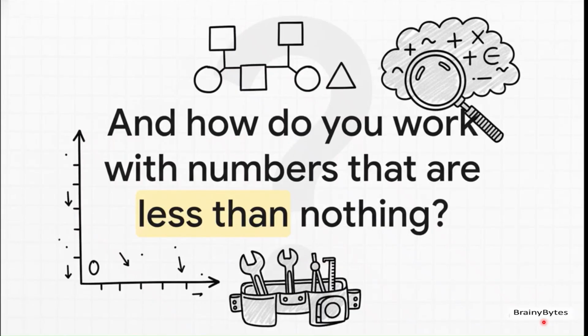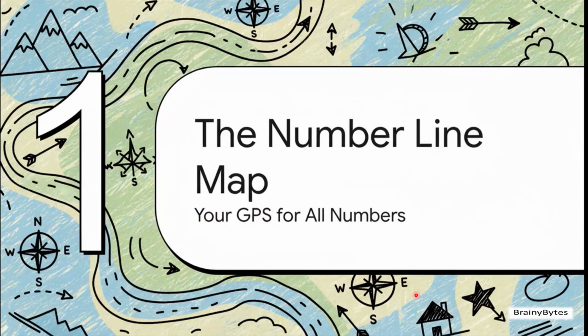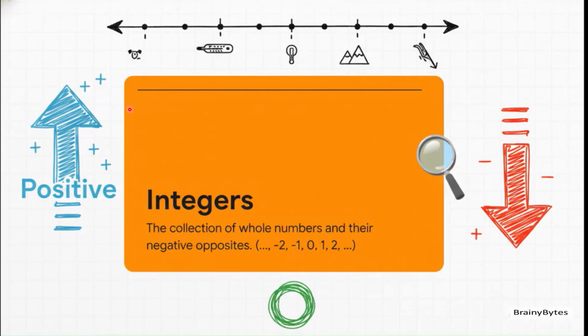But I promise you, once you get the right tool for the job, it's actually incredibly straightforward. And we're going to build that toolkit right now, starting with the most important piece. To get around in the world of integers, you absolutely need a map. And in the world of math, our map is the number line. Seriously, think of this thing as your own personal GPS for understanding how all numbers, positive and negative, relate to each other.